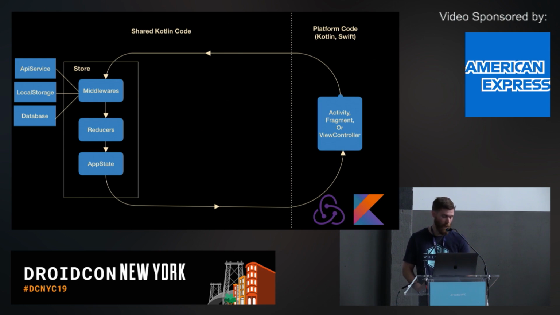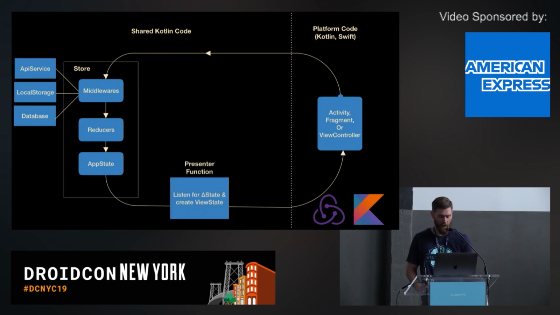So we can do better. What we really want is to only update the view when the substate the view cares about changes, and then to create a view state containing the formatted data that is ready to be displayed. I like to call this the presenter function. It has one job: select state and pass view state to the view when it changes.